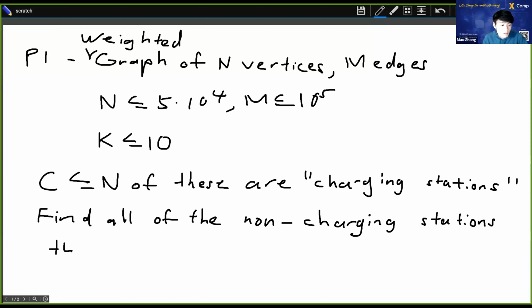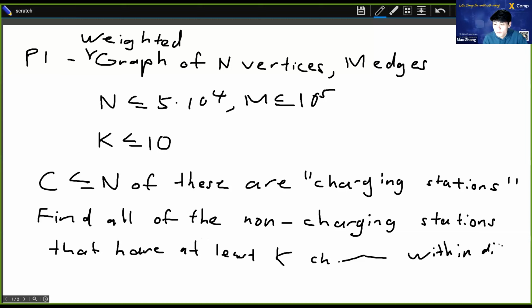that have at least k charging stations that are within distance r, where r is another input given. Okay, so I think I got all the constraints down. So find all of the non-charging stations, aka the travel destinations, that have at least k charging stations within distance r from it. And when we say distance, I'm talking about the shortest distance.